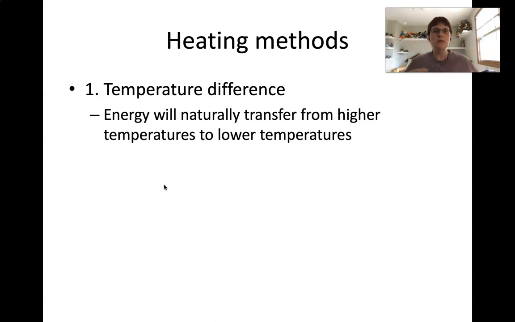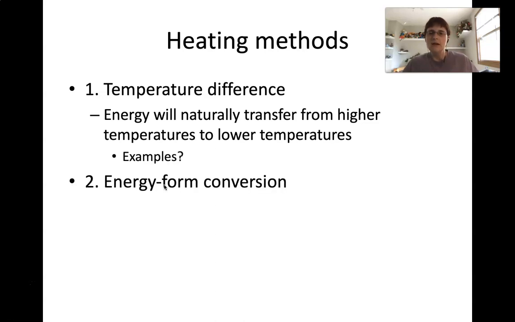Okay, so that's a pretty common way for us to actually heat something. It's also a way to cool something, right? If you want to cool something down, you can put something that is warmer next to it, and it will cool it down by drawing that heat away.